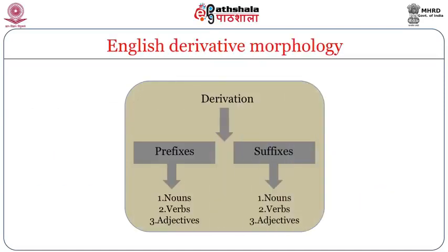You can see on your screen English derivative morphology. Derivation is there, which is leading to prefixes, suffixes, and in prefixes we have noun, verb, adjective. On the other side we have noun, verb and adjective in suffixes as well.